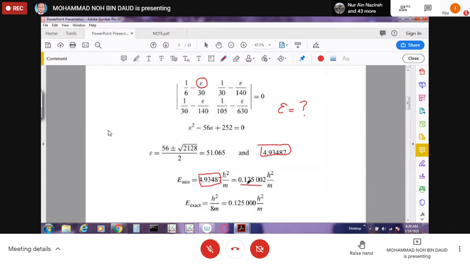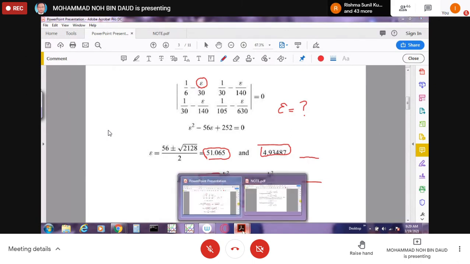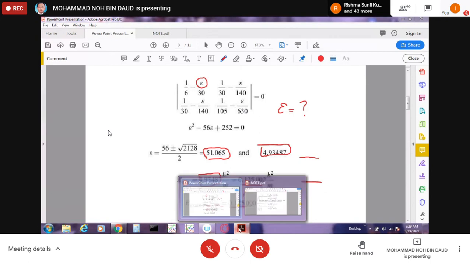The lowest value here. So we get here two values, this one and this one. The minimum value here is the lowest ground state energy. So this is the lowest ground state energy, 0.125002. We can compare with this exact value. We use one basis function. This is one basis function.